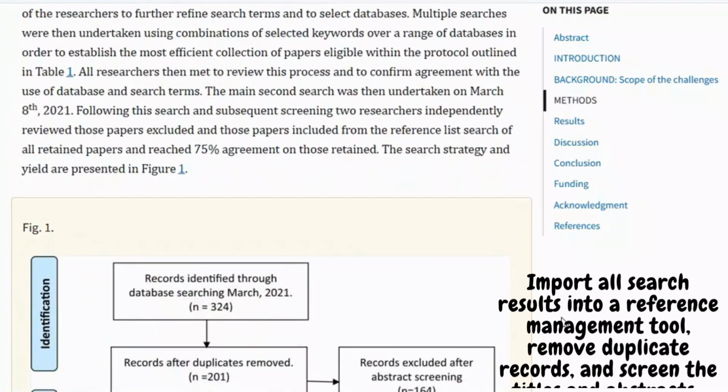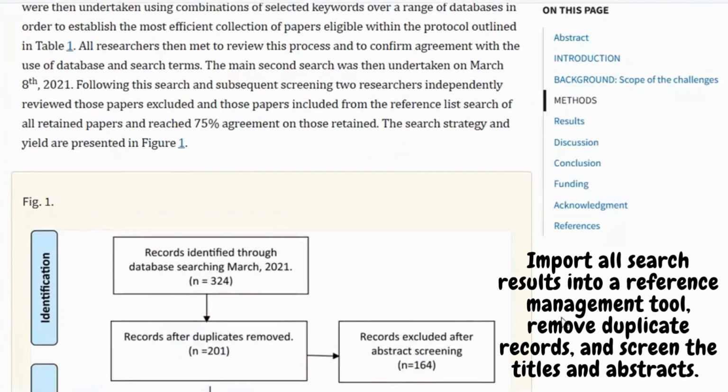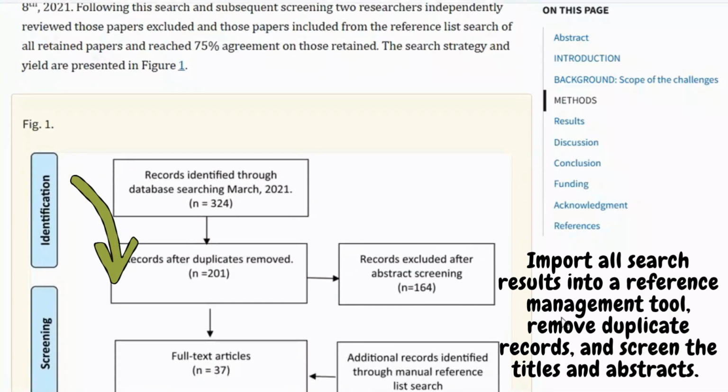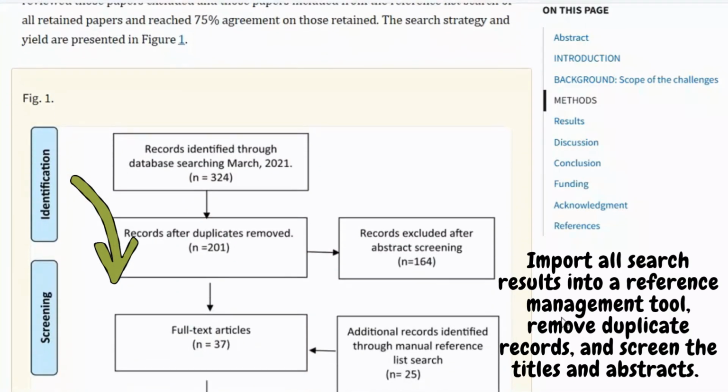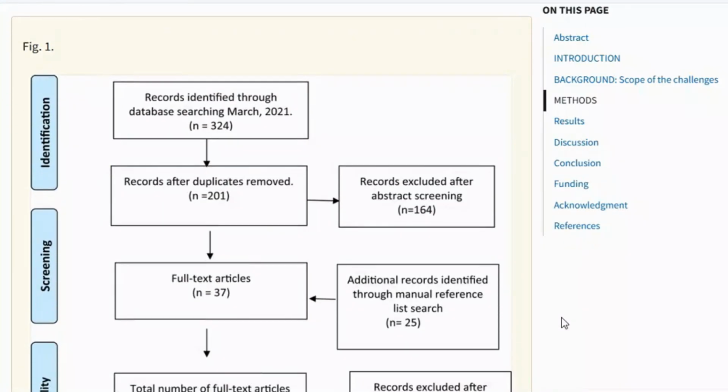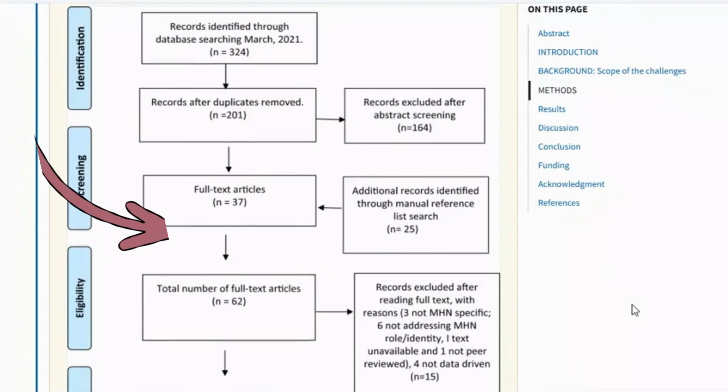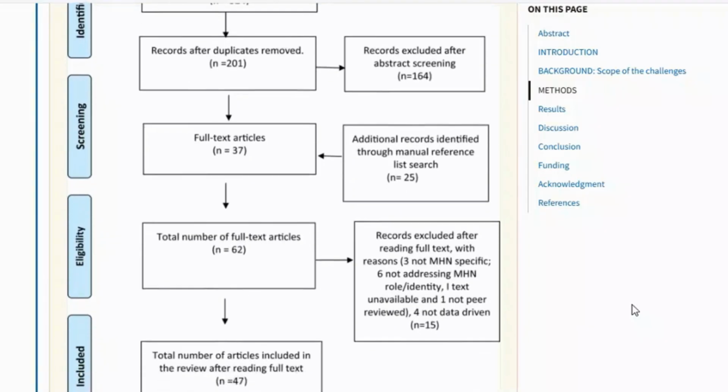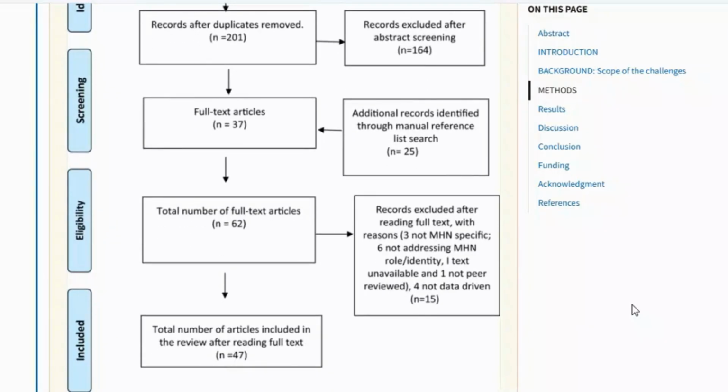Step 5. Screen and select studies. Import all search results into a reference management tool, remove duplicate records, and screen the titles and abstracts. Next, review the full text of eligible studies using your predefined inclusion and exclusion criteria. This screening process is very similar to the one used in PRISMA. I have linked PRISMA's screening video in the description if you would like to see the title, abstract, and full text screening process step by step.